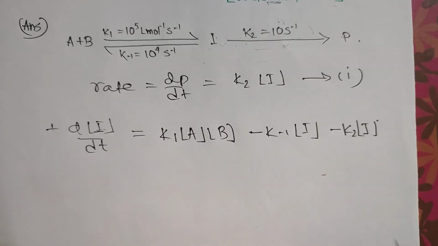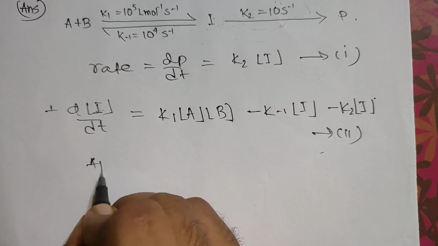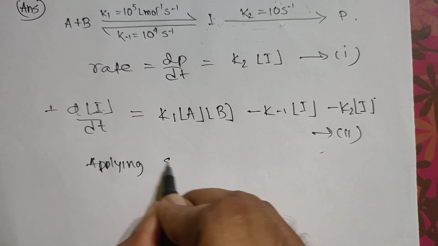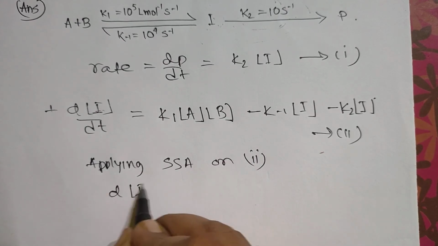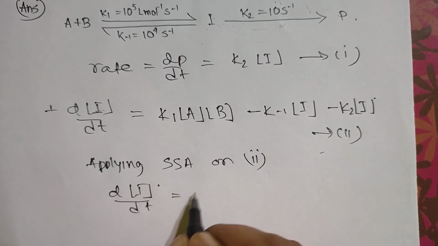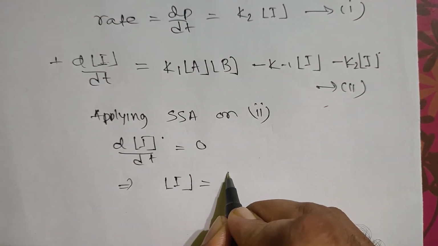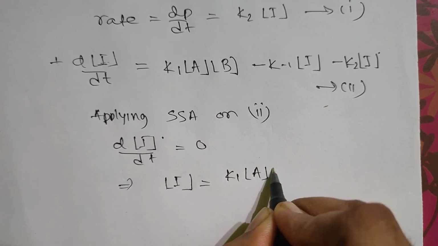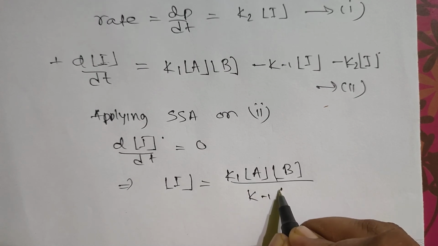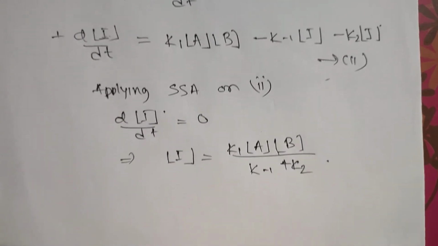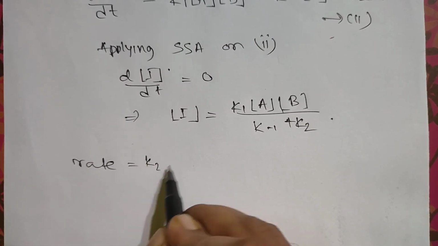So this will be equation 2. Applying SSA on 2, we will get di by dt equals 0. By doing this, we will get I equals k1 a b by k minus 1 plus k2. Now the rate expression: rate is equal to k2 into I.